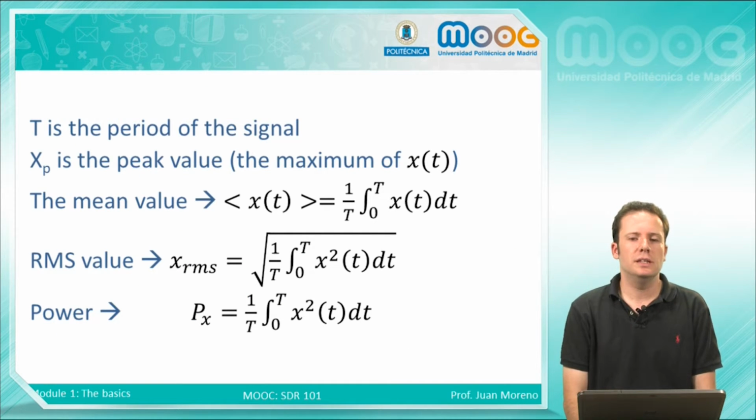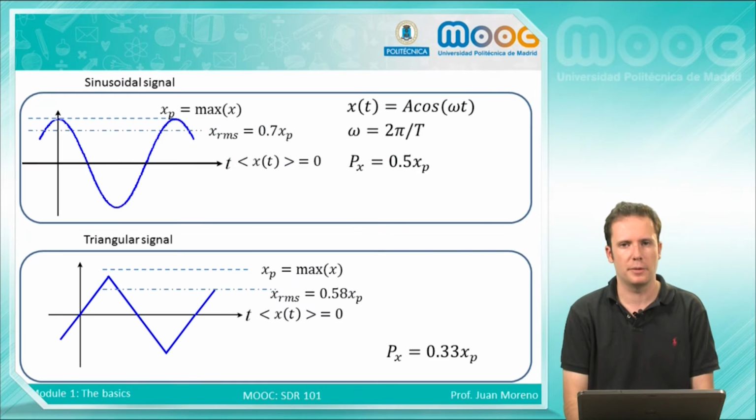We'll also need to deal with the mean value, the average value of the signal, which follows the expression that you have in the middle of the slide. Also, it's very important to know the root mean square value of the signal. And also, a very, very important parameter, it's the power.